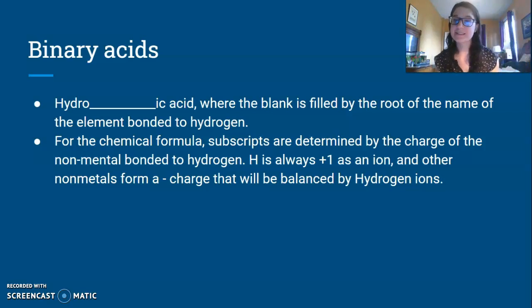So binary acids will always be named hydro-blank-ic acid, where the blank is filled with the root of the name of the element bonded to hydrogen. For the chemical formula, the subscripts are determined just like they would be for an ionic compound. So H always has a +1 charge. The other nonmetals will form various negative charges that we will use to balance those out. So if you have something with a -2 charge bonded to H, we're going to have 2 H's to balance out that -2 charge in the acid formula.